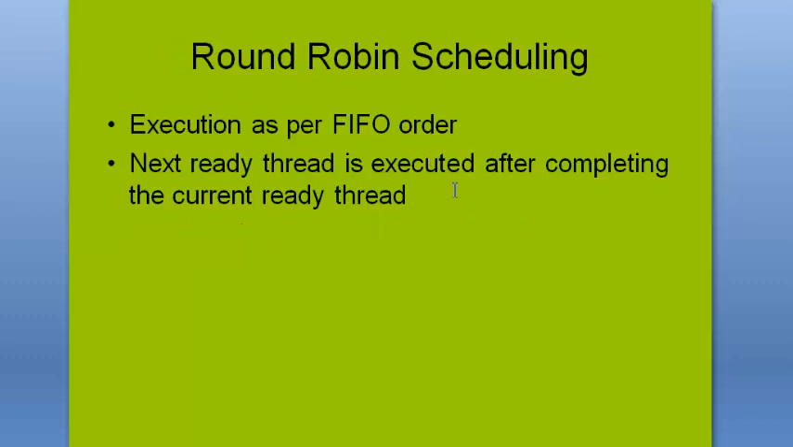Round robin scheduling. Here each task will get some amount of time. After all the tasks have had their time, the first task will get time to run again. Execution is in first in, first out order. The next ready thread is executed after completing the current thread. If you have 3 threads, let us say you assign 2 milliseconds, 2 milliseconds, 2 milliseconds. Then after the last task completes, the first task will get 2 milliseconds again.